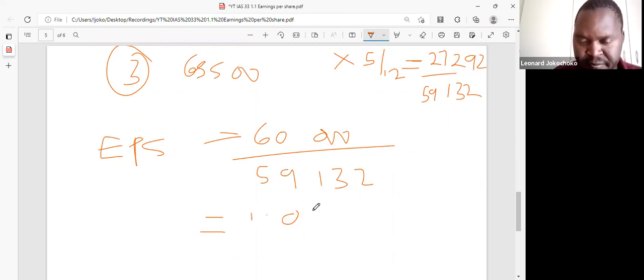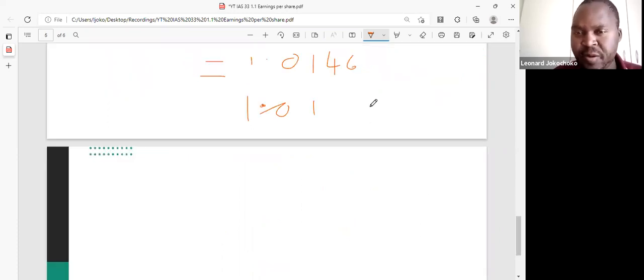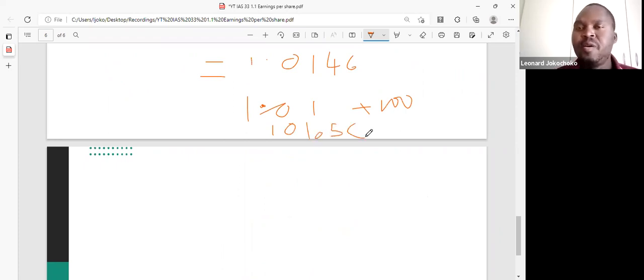That gives me $1.01, which can be rounded to $1.015. We often express our earnings per share in cents. If I want to make it in cents, I multiply this number by 100. This means it will become 101 cents. If you wanted to put the decimal, 101.5 cents. With that, we're done with the calculation of the earnings per share when we're dealing with the rights issue.